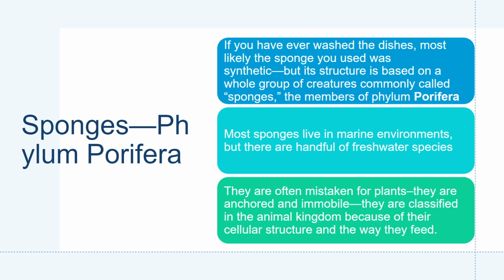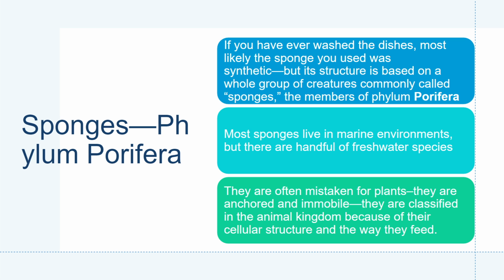Let's look at some examples, like sponges from phylum Porifera. So phylum Porifera is characterized the most by sponges. They tend to live in marine environments, and there are some freshwater species, but most of them are going to live in seawater. Many are anchored and immobile, but not all.